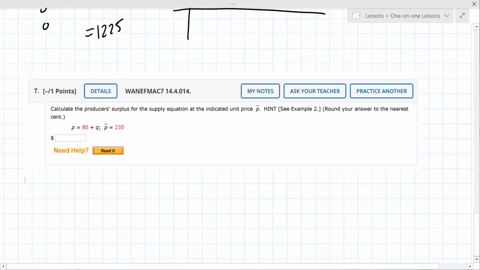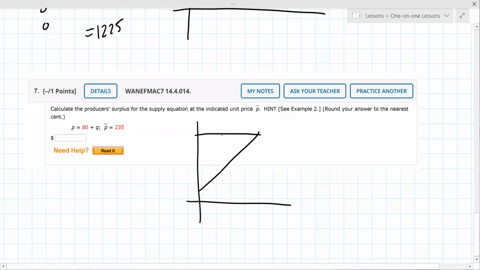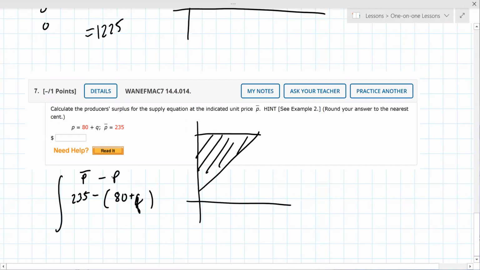I don't know why they didn't sequence it a little bit differently, but that's what they chose to do. So here, the function is already solved for P. So again, it's this 80 plus Q looks something like this. It hits at P bar. We're finding this area here. It's the integral of P bar minus P from 0 to wherever they intersect, which looks like it's 155. See if you can come up with the answer for that one.